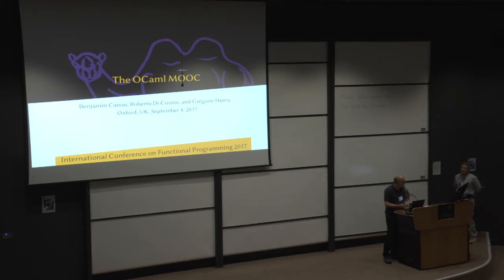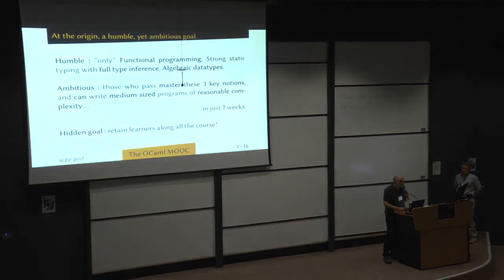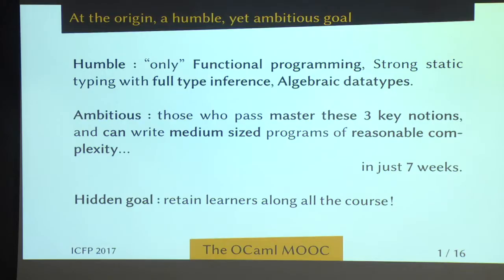So let me give you the actual result of the long debate that took place before we actually started doing the work. We focused on having a single goal which is both humble and ambitious. The humble part is we only focused on the three key notions that you find in the programming languages of the ML family. So of course functional programming, but also static typing, type inference, and algebraic data types. This is the humble part, no 3D things around that.